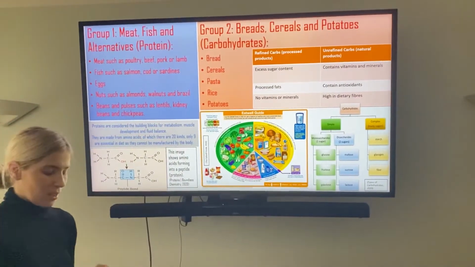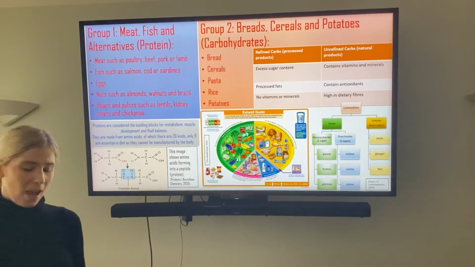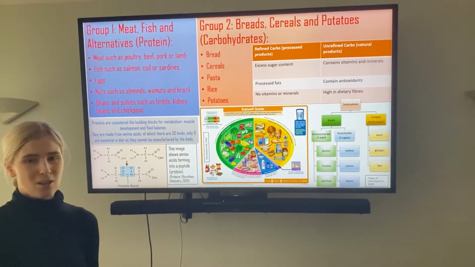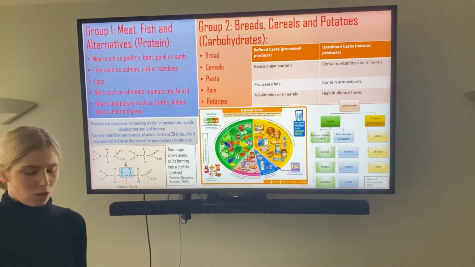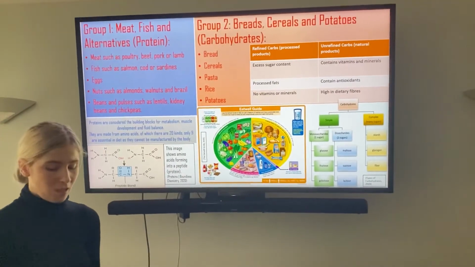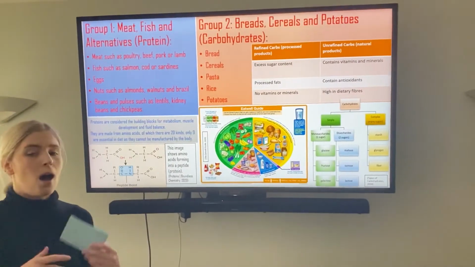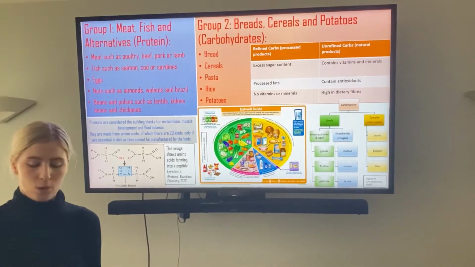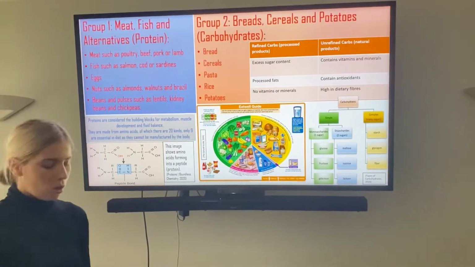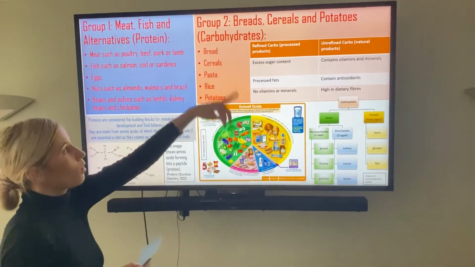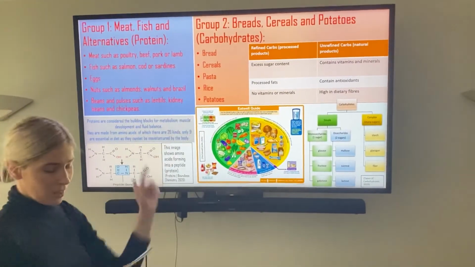Animal source proteins are considered complete proteins as they often contain all 9 essentials, whereas the majority of plant-based proteins are considered incomplete, and therefore it's harder to consume enough solely through a plant-based diet. To do this, you would have to consume a complementary combination of proteins to get the full benefit of all 20 amino acids. For group number 2, sources include bread, cereals, pasta, rice and potatoes.